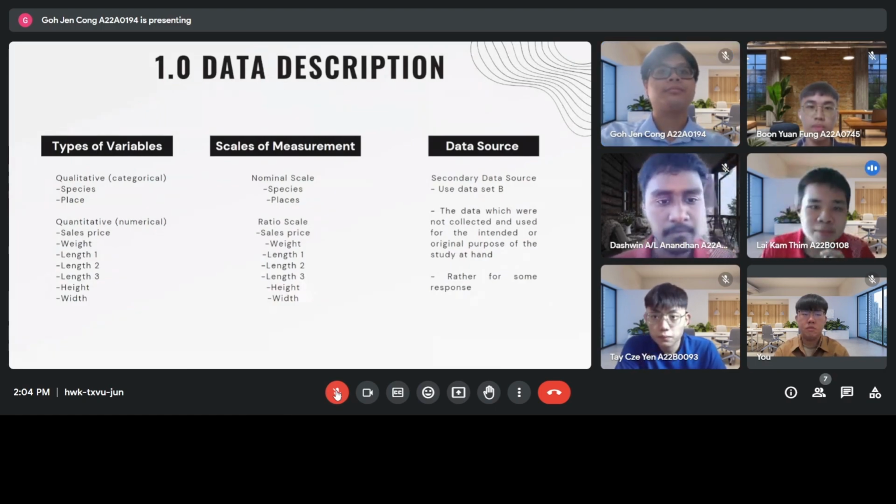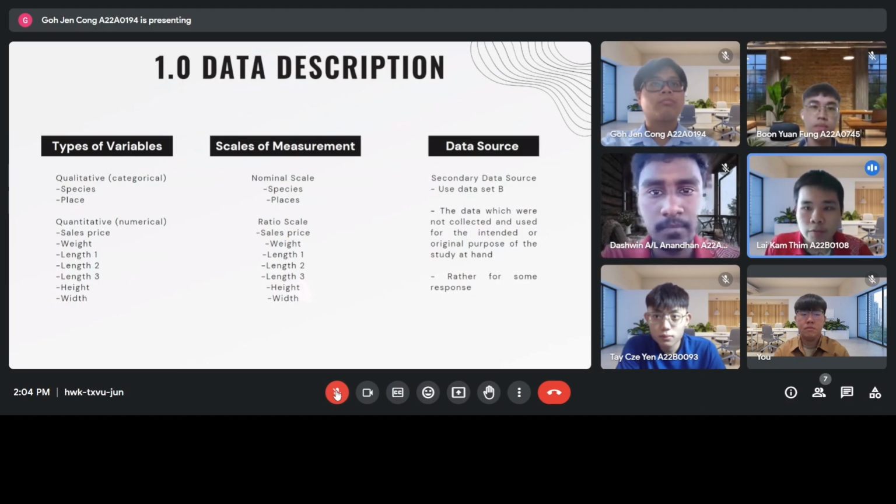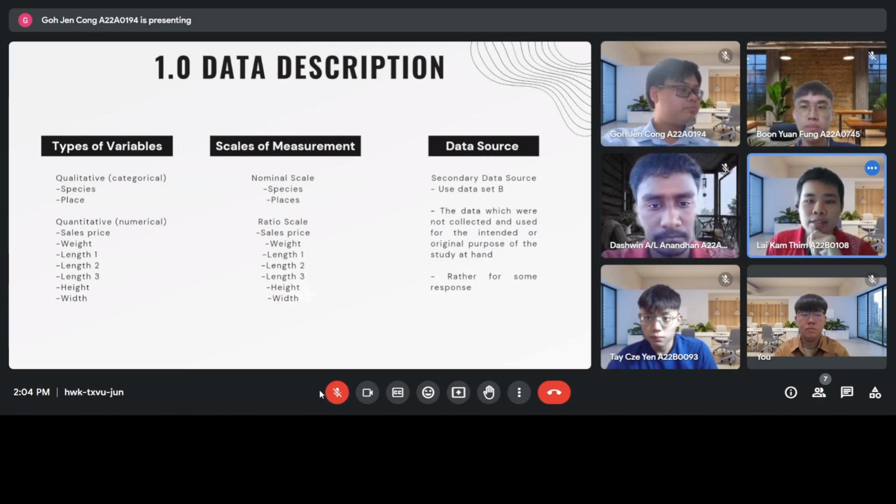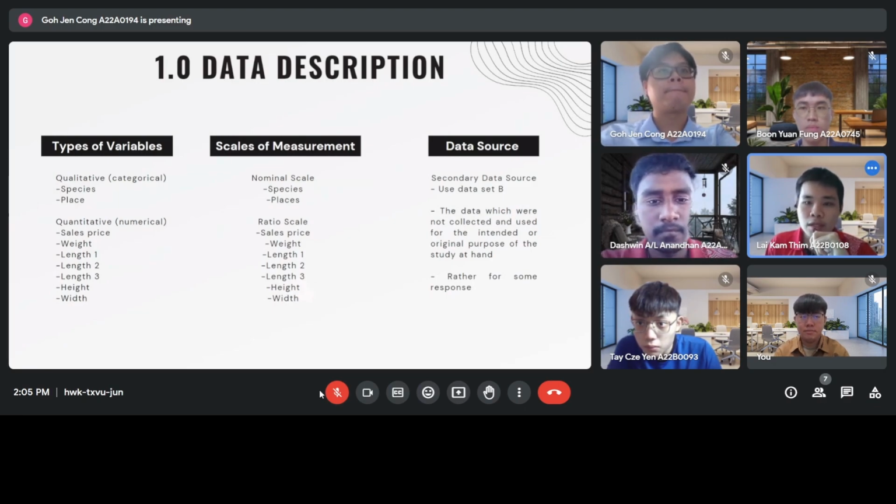All right, thank you, Mr. Goh. Today I will present the data description. In this part, we will explain the sources of data, types of variables, and scales of measurement. For this assignment, we have selected data set B. In data set B, there are 160 observations as the population, and we only selected 60 observations to be the sample. Besides, there are 9 variables in the data set: species, sales price, place, weight, length 1, length 2, length 3, height, and width.